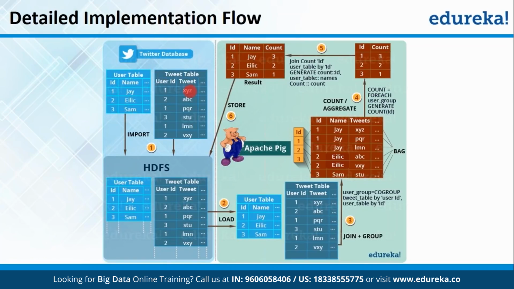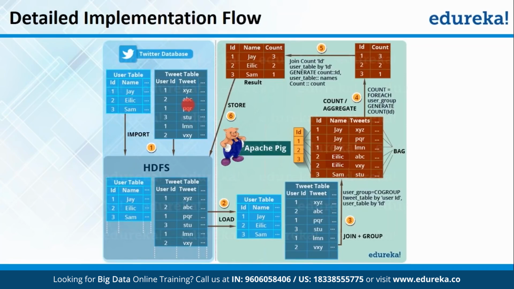When we come to the tweet table, it had details of all the tweets that were posted on Twitter. For example, XYZ tweet was posted by user ID 1. Similarly, ABC tweet was posted by user ID 2, right? So the very first step was to import the data present in these two tables onto HDFS, okay? And this can be easily done using tools like Sqoop.